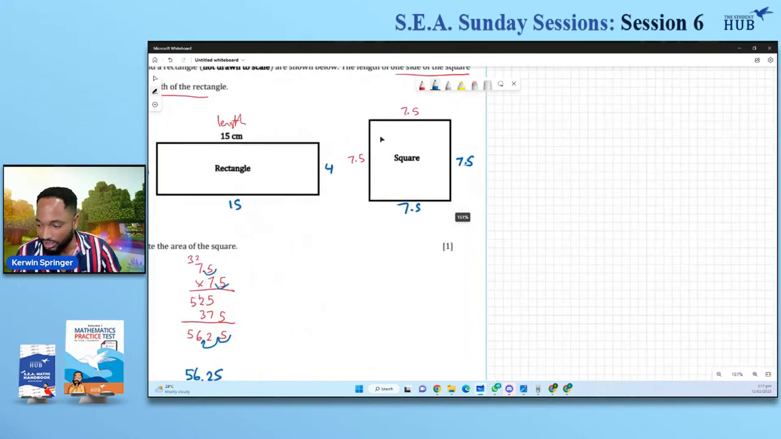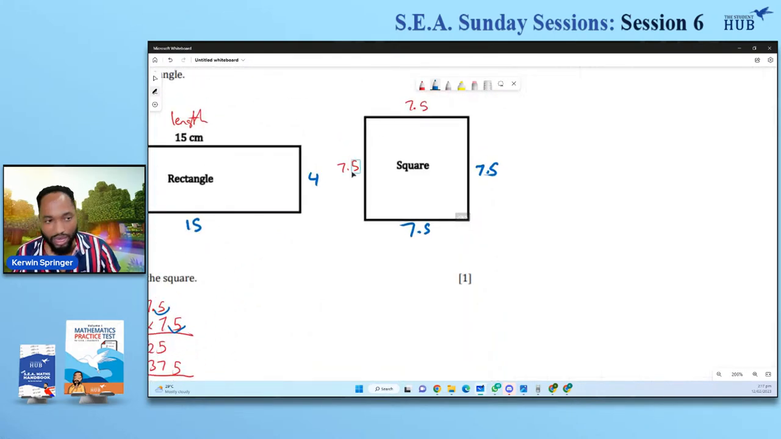Decimals again. 7.5, 7.5. By the way, if the chat is too distracting to you, there's a way to mute the chat. You can just mute the chat. I know some of you mute the chat and just focus on what I'm saying, because what I'm saying is the real juice.